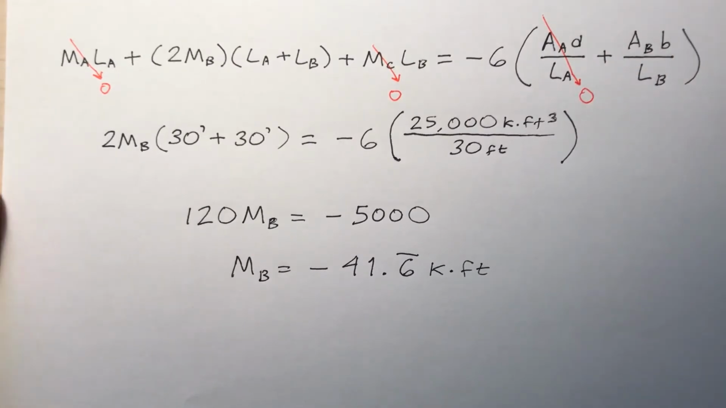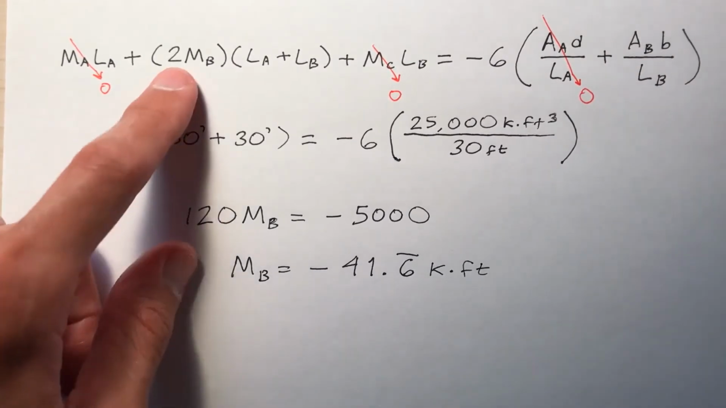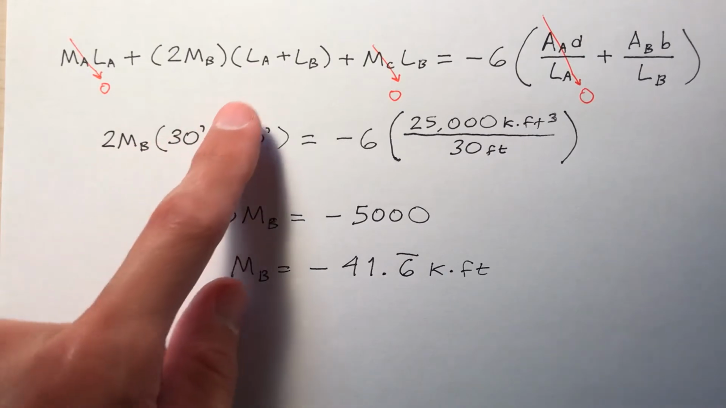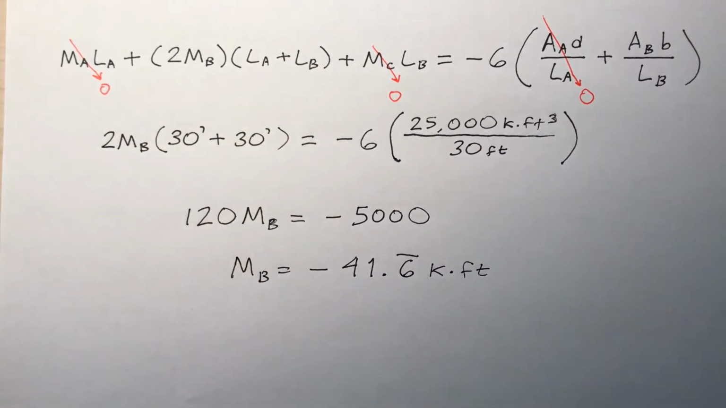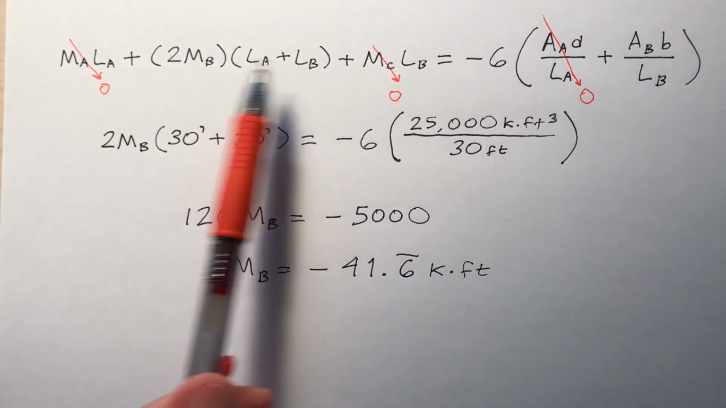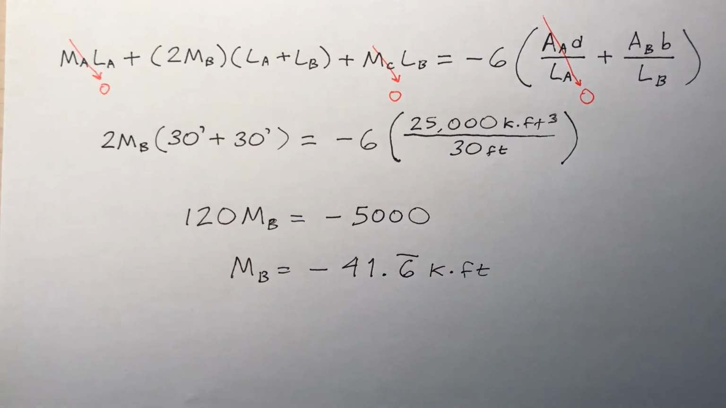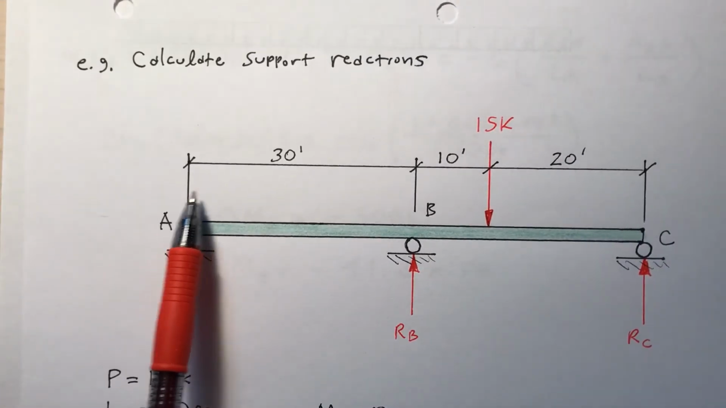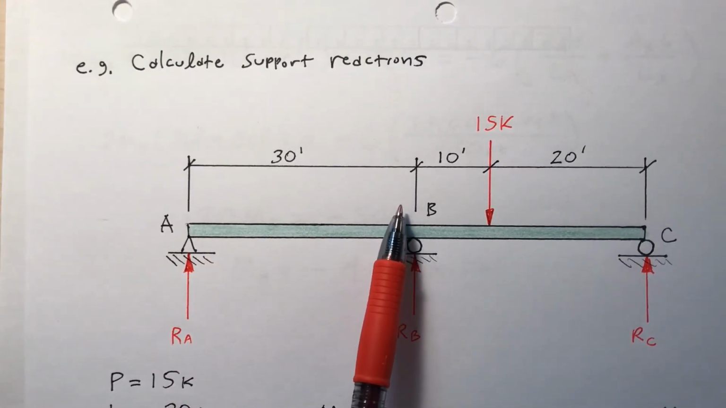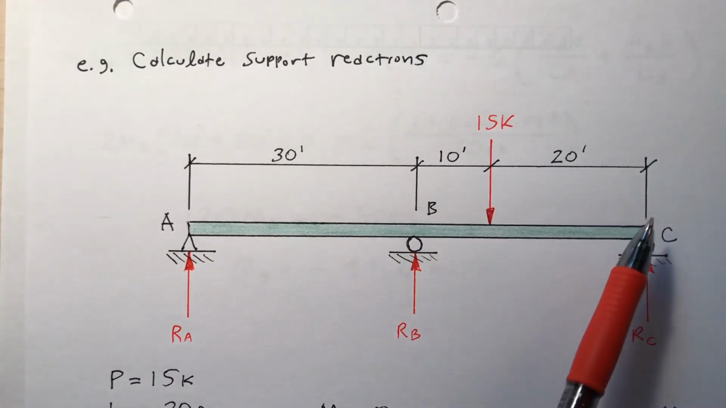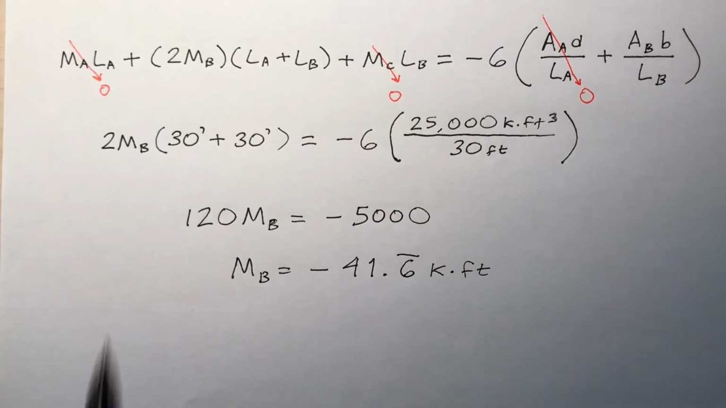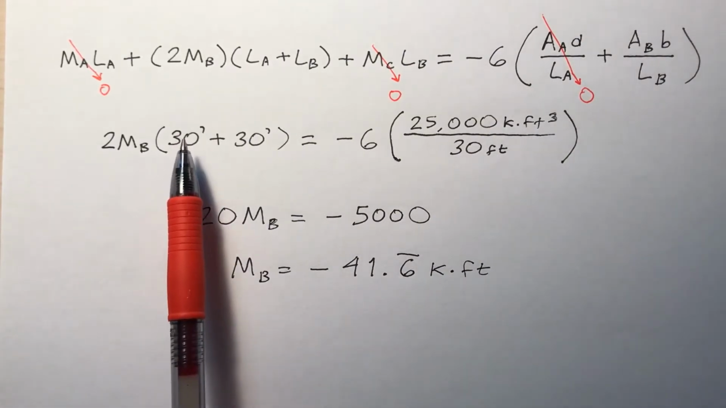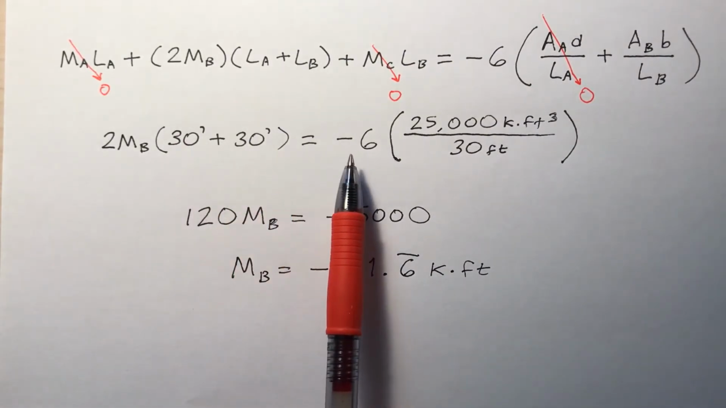So it simplifies. So 2M sub B, that's what you see here, times L sub A plus L sub B. Those were both 30 feet. L sub A, that's this length, 30 feet. L sub B is this length. It's also 30 feet. The apostrophe means feet. 30 feet plus 30 feet is equal to -6.